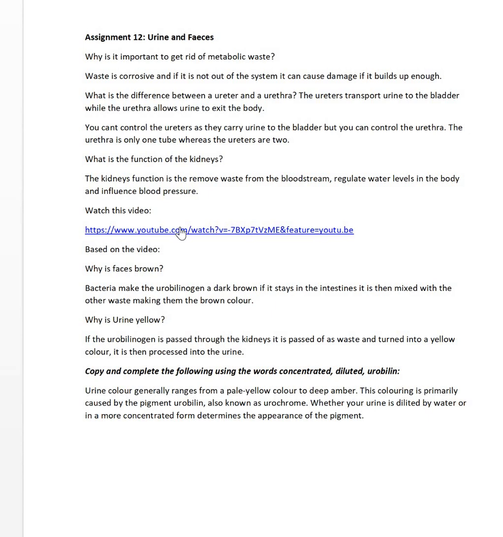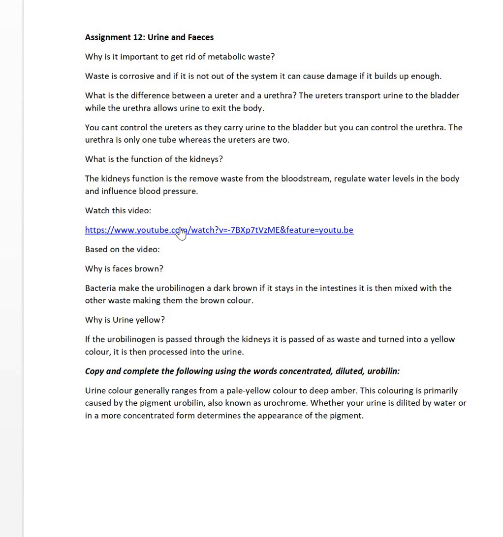Assignment 12 is focusing on urine and feces. And why have I included feces? Well, mainly because I don't want you getting confused between egestion and excretion. Egestion is the removal of physical waste. Excretion is the removal of products of cellular metabolism, things that your body's actually made.